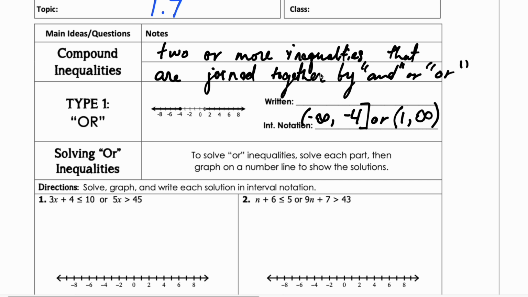Okay, but another way you might see this is x is less than or equal to -4, or x is greater than 1. Okay, so this is how it can be written, and of course, this is how we do our interval notation.